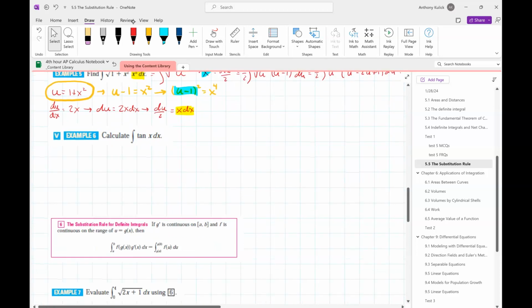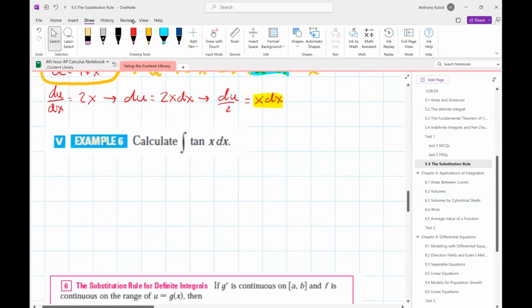All right, let's do one more. The integral of tan x dx. Now remember, on your antiderivative rules, there is no antiderivative for tangent on our list, right? So what are we going to do? We'll rewrite tangent as sine over cosine. Excellent idea.